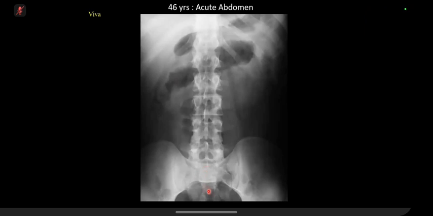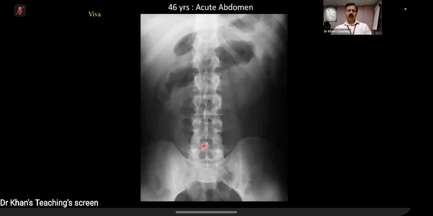So the mucosa appears a bit irregular and thickened compared to usual, and the irregularity combined with the abnormal thickening. Okay, okay, that's fine. I'll take over.